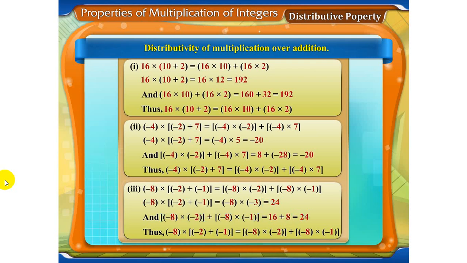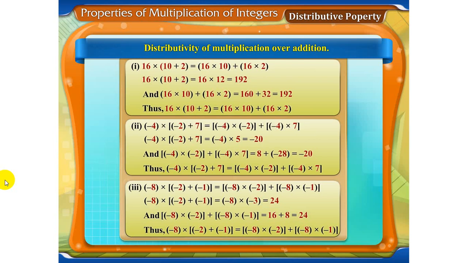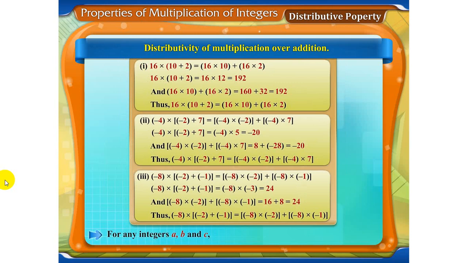Thus, we can say the distributivity of multiplication over addition is true for integers. In general, for any integers a, b, and c, a multiplied by b plus c is equal to a multiplied by b plus a multiplied by c.